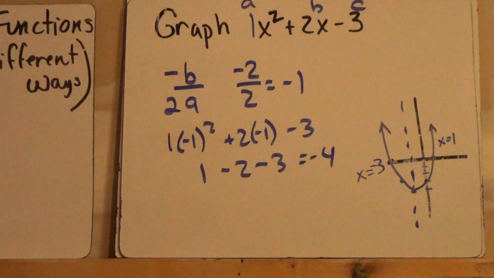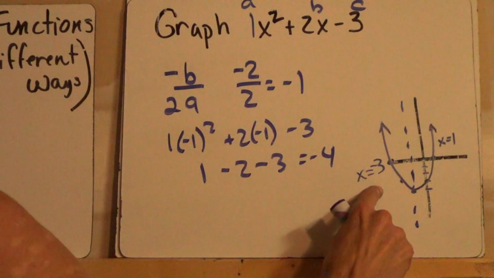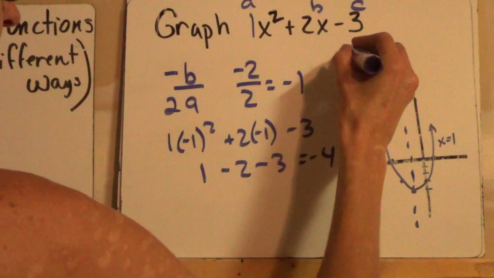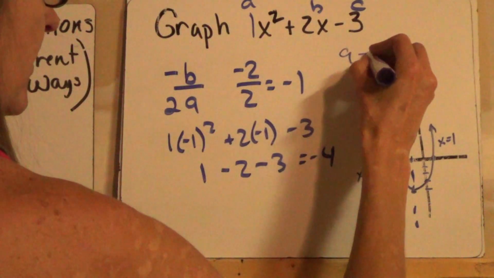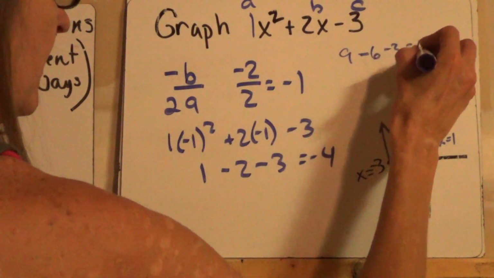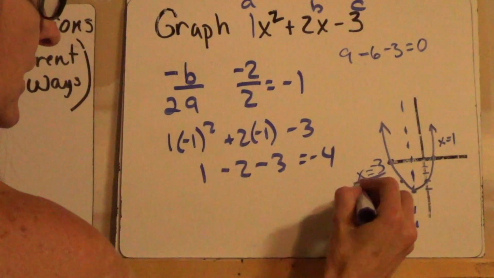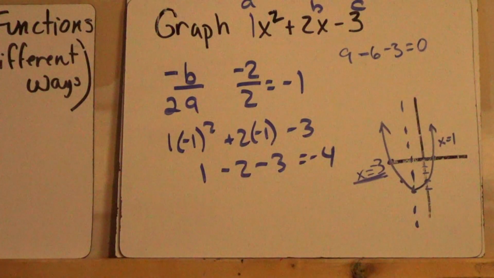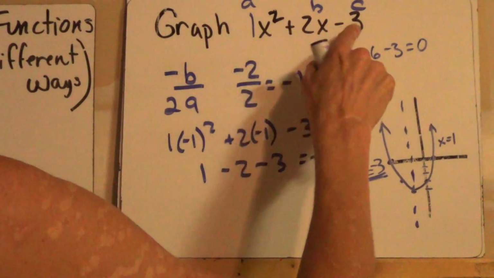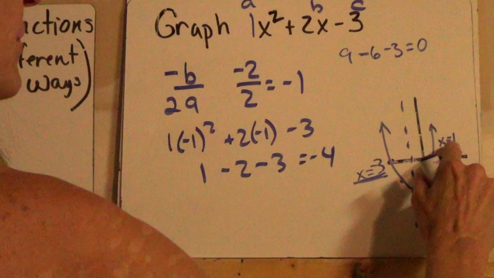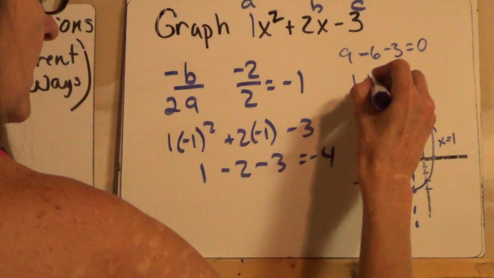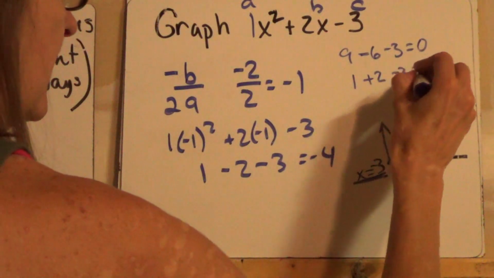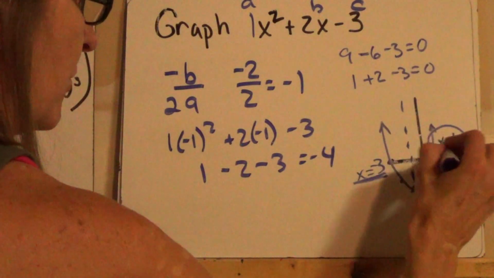So we could plug those in and check them. If we plug in negative 3, squared is 9, plus negative 3 times 2 would be negative 6, minus 3 is 0. So we do know that this solution, x equals negative 3, is one of the solutions to this quadratic. Now if we plug in 1, 1 squared is 1, plus 2 is 3, minus 3 is 0. So now we've proven that that's also a solution.